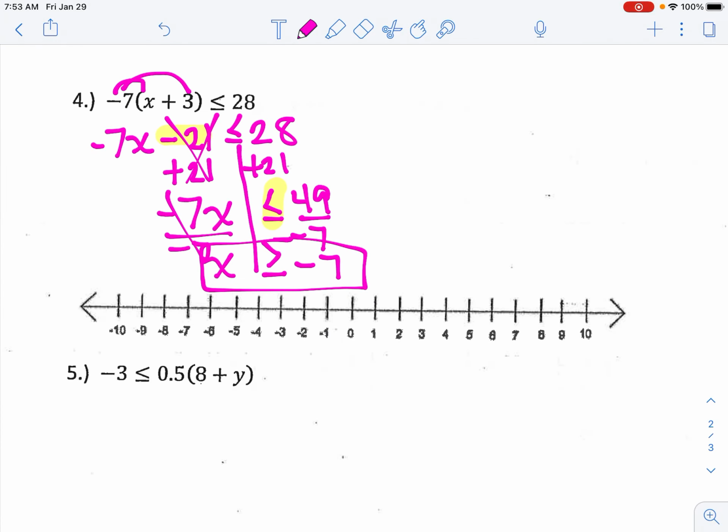So we're going to find negative 7 on the number line. We're going to put a closed circle at negative 7, and that arrow is going to point to the right, showing that all of these numbers to the right could be solutions for x.